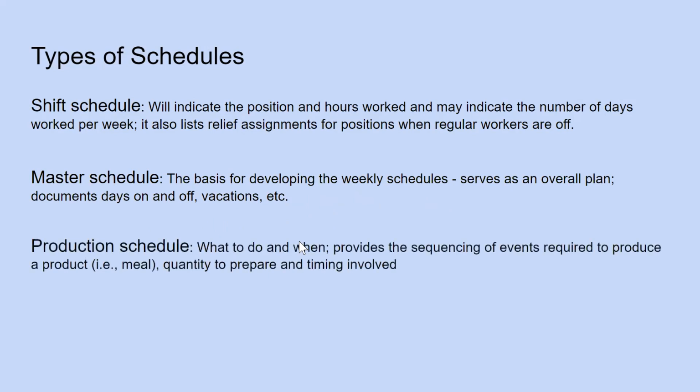And next we have a production schedule. This is what to do and when. It provides a sequencing of events required to produce a product, for example, a meal, or quantity to prepare, and timing involved. So this is for something like a catering event coming up that would be on the production schedule. You would need to know how many meals you're going to make for that catering event, or it could even be just like a big event, like a wedding party coming in. And so you would need to know to help prep ingredients for that day.